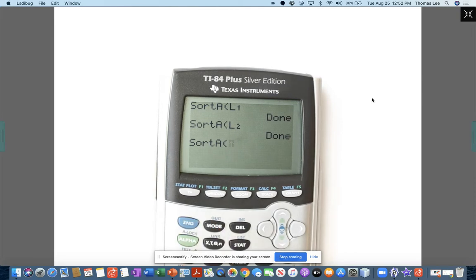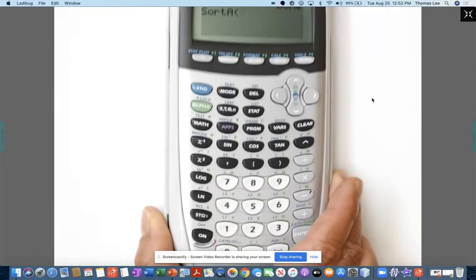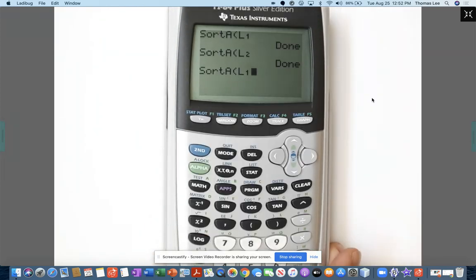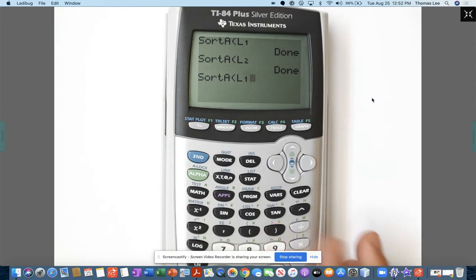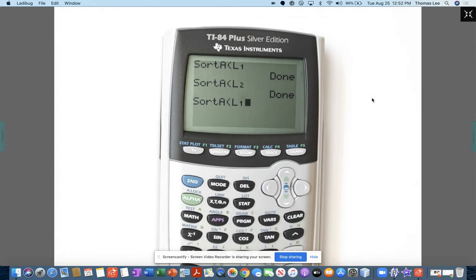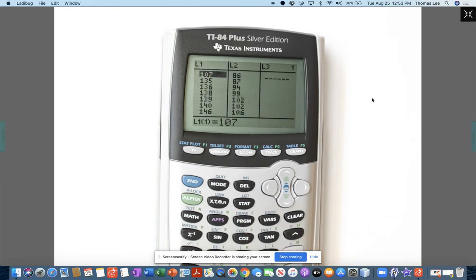So I'm going to sort my list 1. So to get to list 1, I press second, then number 1, because the blue, the second function for number 1 is L1. So I press that and notice that it's L1. And technically you could close a parentheses, but I'm a little lazy. I'm not going to close my parentheses. You don't have to. Press enter, and then it gives you this nice dialog that says that it's done. It actually sorted the list. So now when I go to stat edit, my list is sorted in ascending order. And I did that for L2 also.